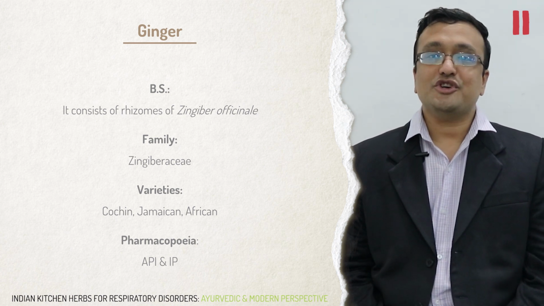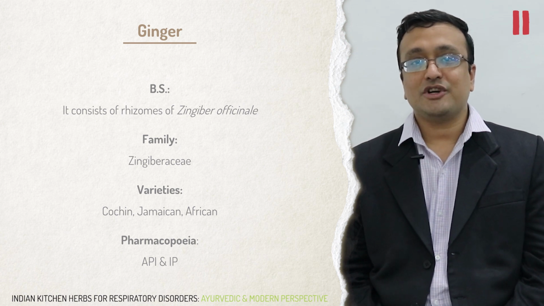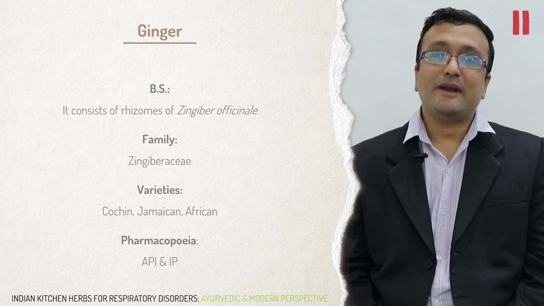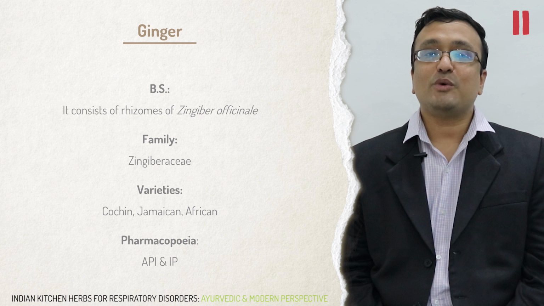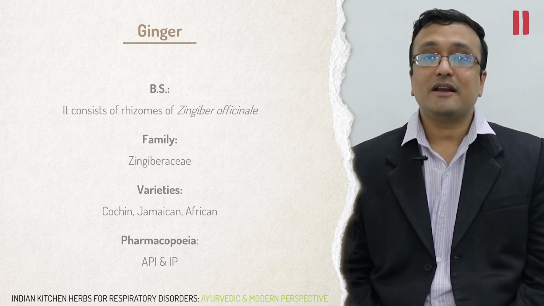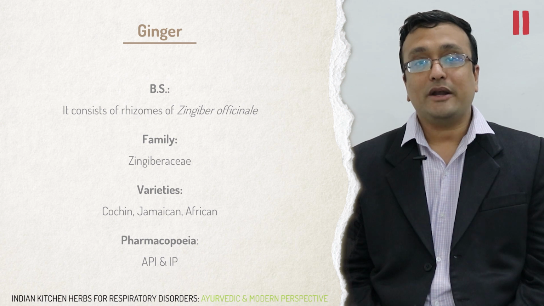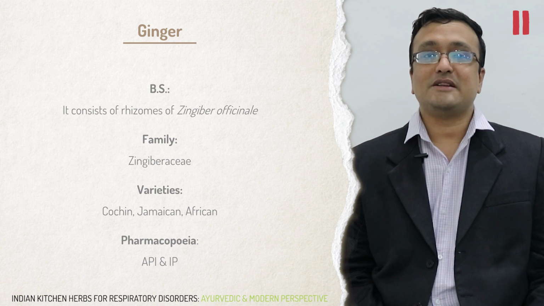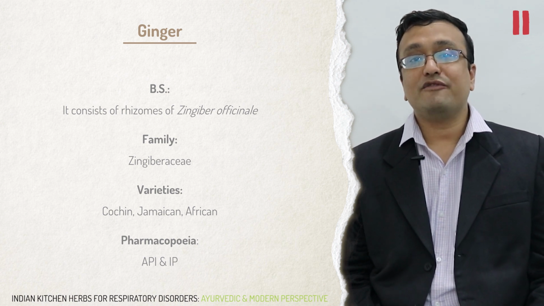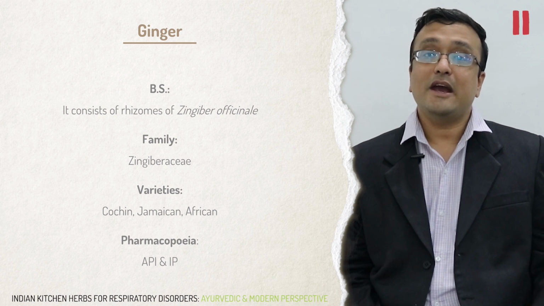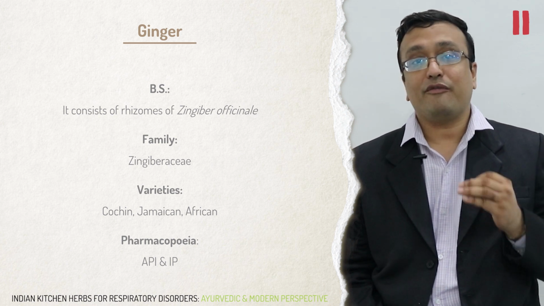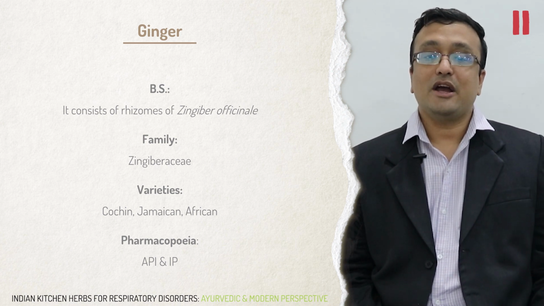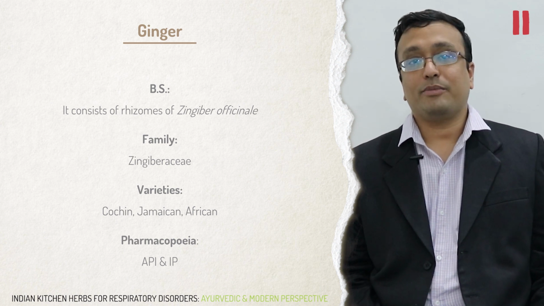There are varieties of ginger like Cochin ginger, Jamaican ginger and African ginger. Being a very important medicinal plant, it finds its place in the Ayurvedic pharmacopoeia of India as well as the Indian pharmacopoeia. These are the official books published by the government, which consist of the monograph, that is the details of this particular medicinal plant. But the popularity of ginger is not just limited to India. Its monograph finds its place in the official pharmacopoeias of other countries as well, like Germany, Britain and Europe.